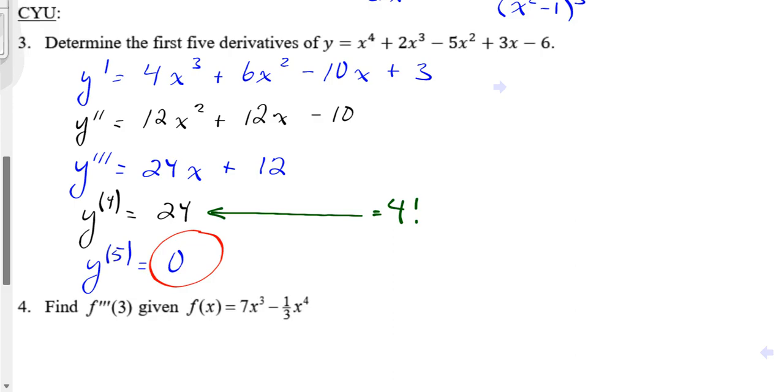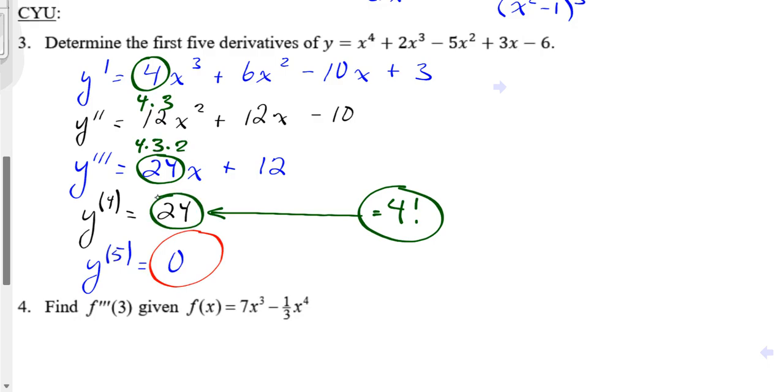So here we have the answer for number 3. What I wanted to highlight here, with this 4 factorial, is that for the first derivative, I bring down the 4. Second derivative, I have that 4 and I bring down the 3. Third derivative, I have the 4 and the 3 and I bring down the 2. And then the fourth derivative, I have the 4, the 3, the 2, bring down the 1, and that's why we're getting 4 factorial here.